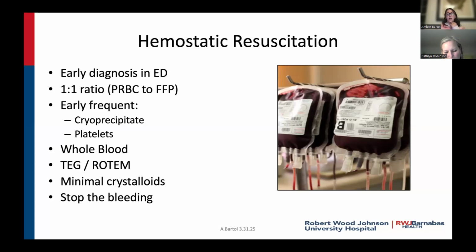If we get cryo from the blood bank, we want to give that as soon as we can. This is not always going to be early to give because it has to be defrosted. But when we give it, or when we get it, we want to give it.